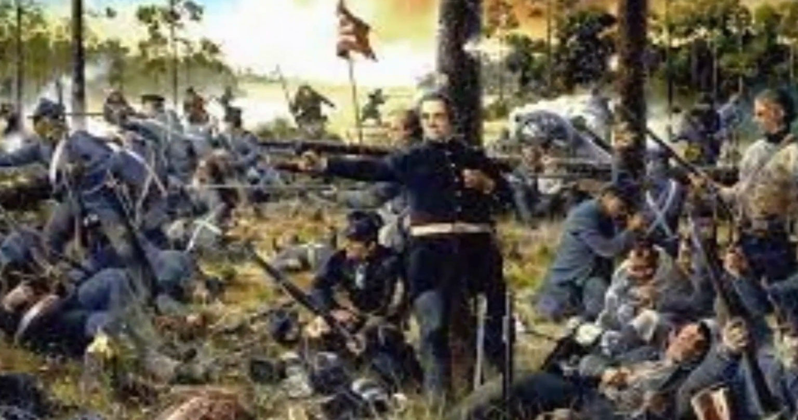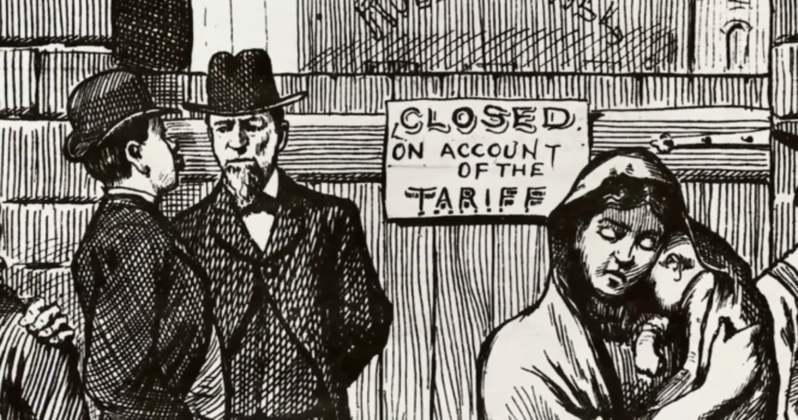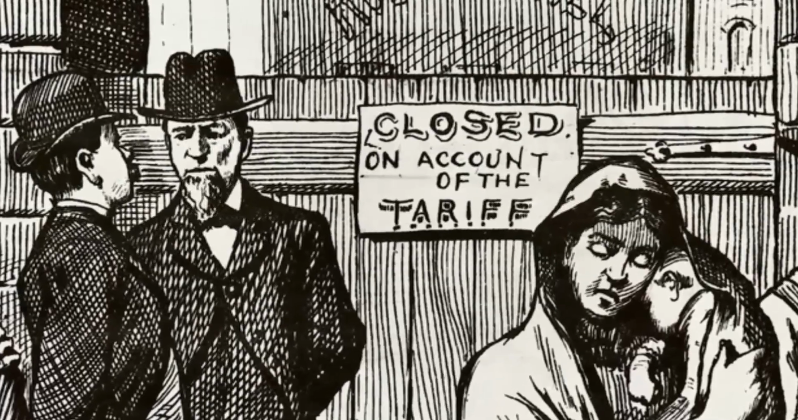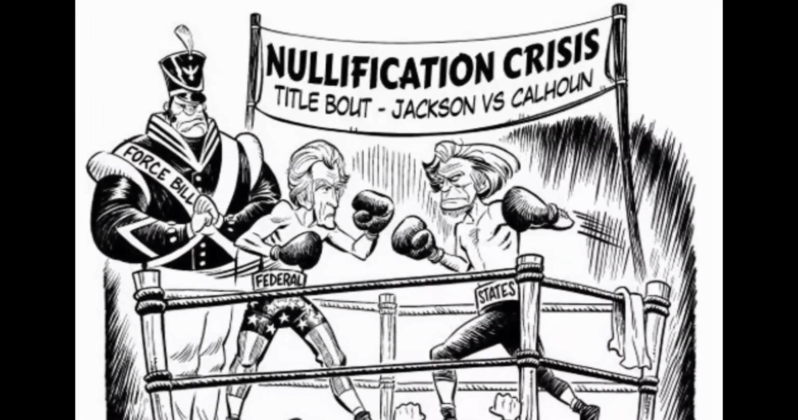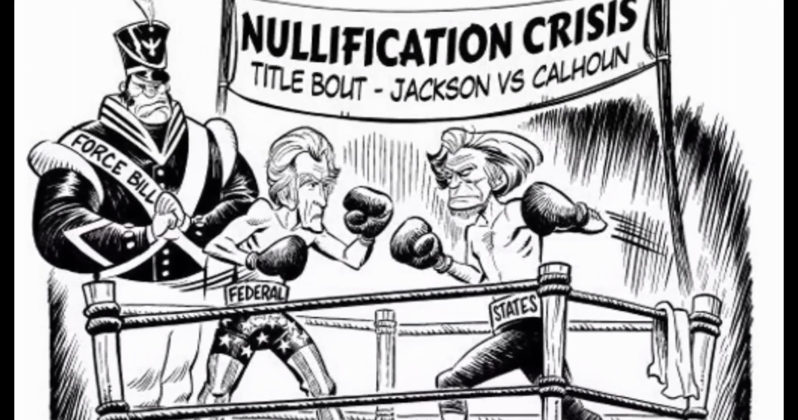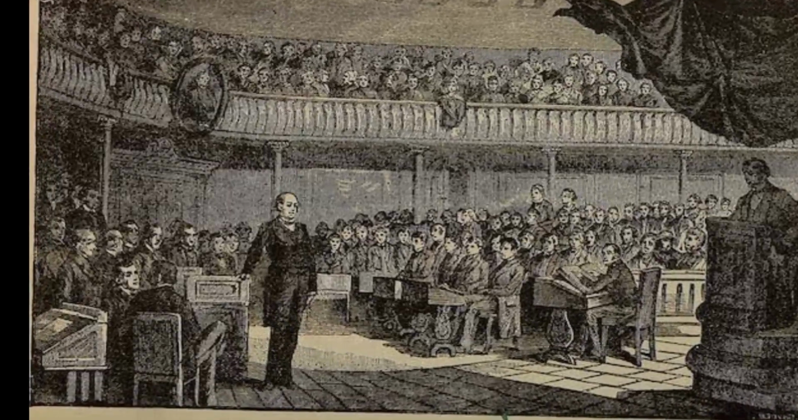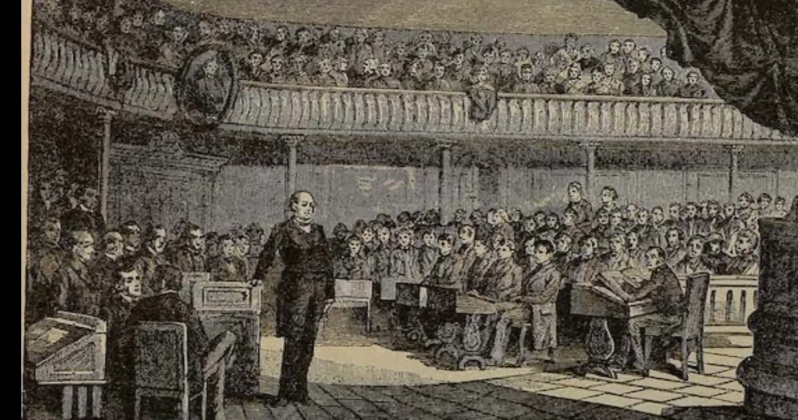Jackson also began his term with South Carolina protesting a tariff, and Calhoun took up their cause. South Carolina declared the tariff null and void and prohibited enforcing it within their boundaries. Jackson responded by denouncing the theory of nullification and asked Congress for authority to send troops into South Carolina. Jackson was able to convince Congress to lower the tariffs while also passing the Force Bill.